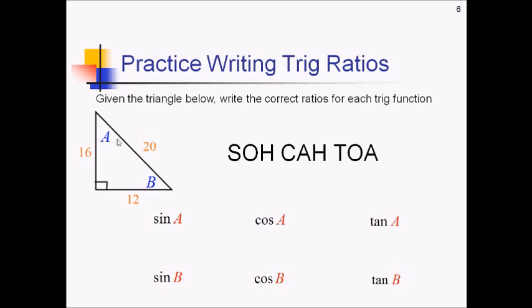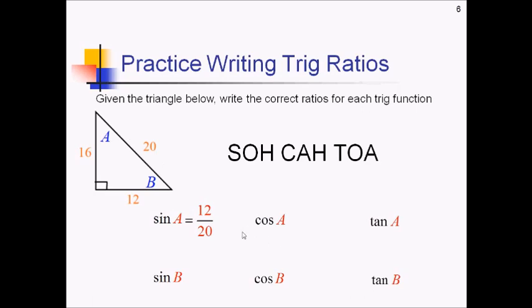So I look at my angle A, and now sine we saw was opposite over hypotenuse, so sine of A would then be the opposite side, 12, over the hypotenuse, which is always just going to be 20 for this triangle. So 12 over 20. All right, pause the video and try the rest of them out.